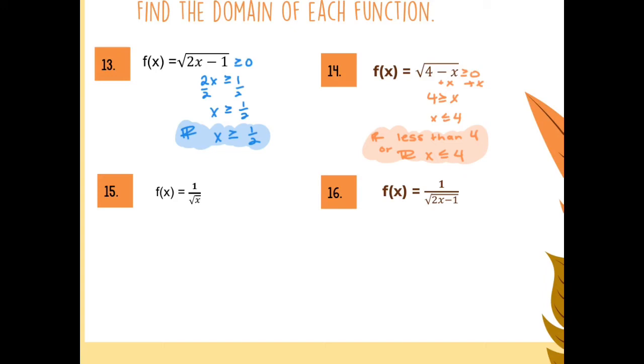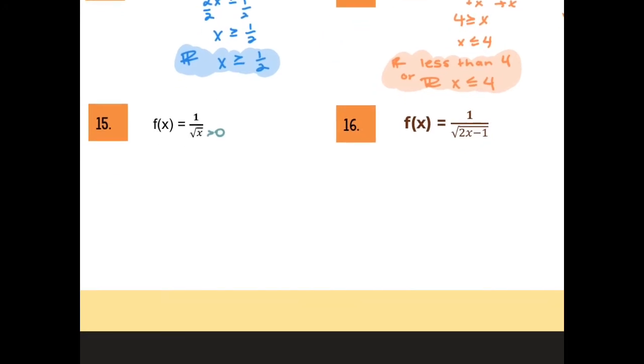Okay, so 15 and 16 are a little bit more challenging because that square root is now in the denominator. So because we've moved it to the denominator, it's no longer a greater than or equal to 0. It's just greater than 0. Because if I let it be equal to 0, then my denominator makes this undefined. So it can't equal 0, it's got to be greater than. So here it's just x has to be greater than 0. So all real numbers such that x is greater than 0.